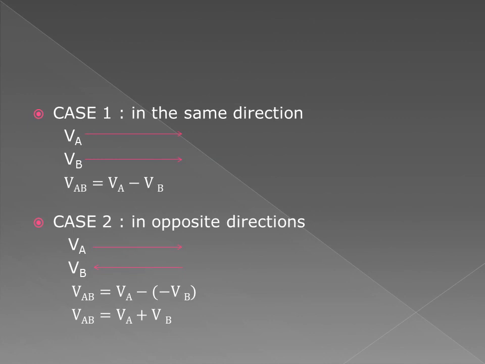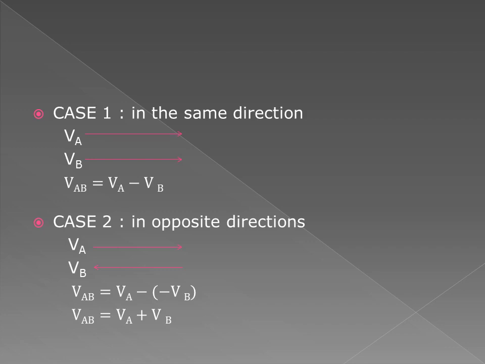To begin with, the first case is when both bodies are moving in the same direction. As shown in this diagram, body A and body B are both moving in the east. Now, by convention, we give eastward to be positive and westward to be negative. Similarly, we give north to be positive and south to be negative. VAB, which is velocity of A relative to B, is given as VA minus VB.